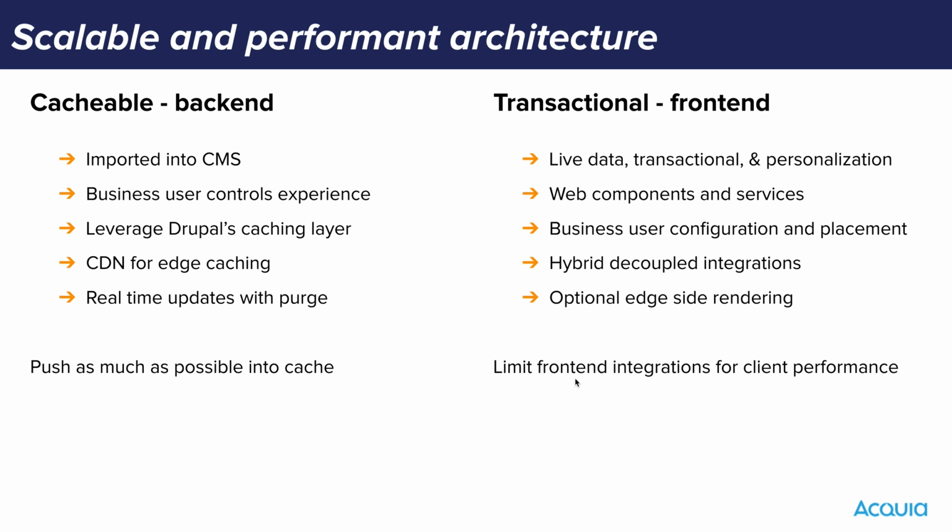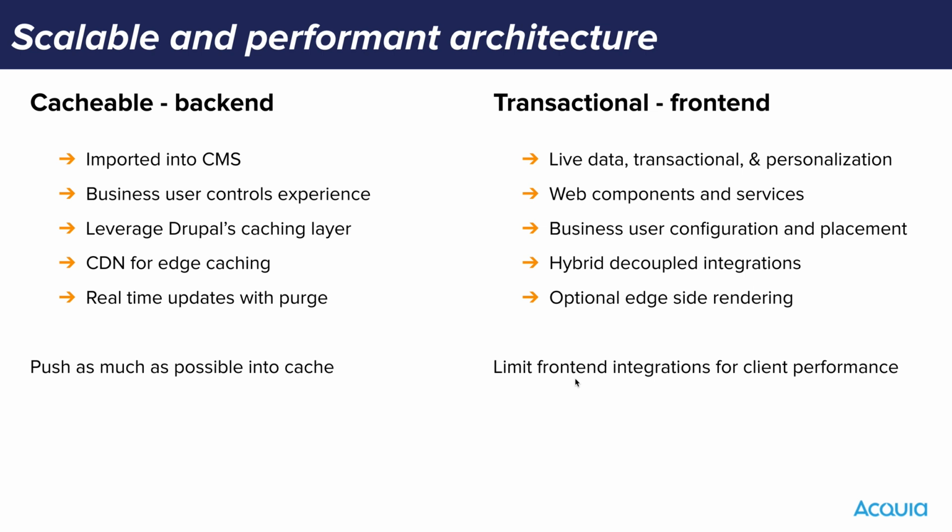The backend integration allows the CMS to pull data in from the e-commerce platform. This is anything that's cacheable and going to be relatively unchanging. This means that the business user can control the entire experience. The designer can control the templates and the themes, and the caching layer and the CDN built into the CMS are going to make sure that that data is received quickly and is served out efficiently.